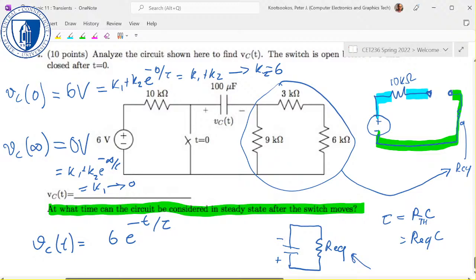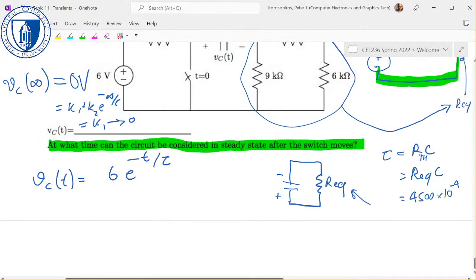And that's also equal to R_eq C. So it's 4,500 times 100 times 10 to the minus 6, which is 10 to the minus 4, and 1, 2, 3, 4. Which is 0.45 seconds.